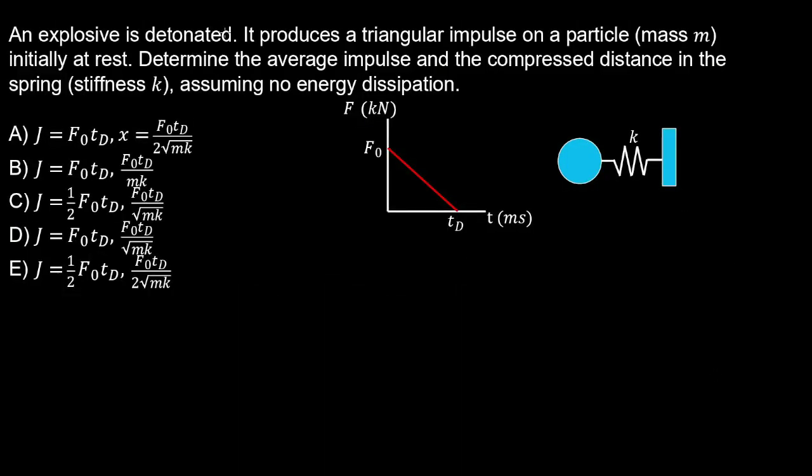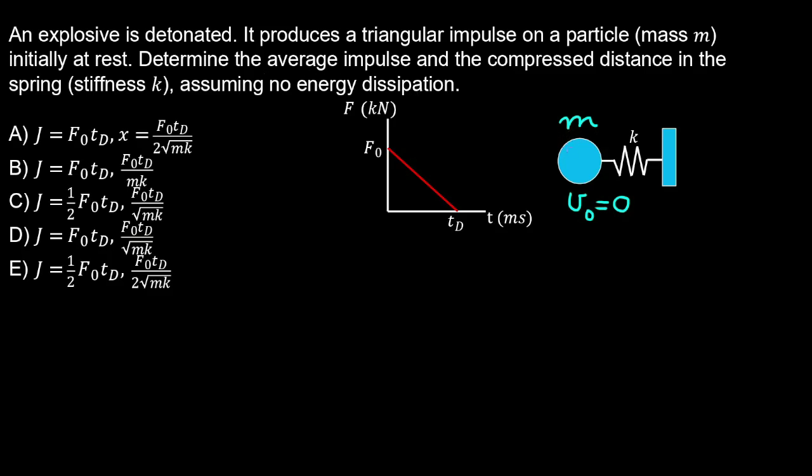An explosive is detonated and it produces a triangular impulse on a particle with a mass m, which is initially at rest. Determine the average impulse and the compressed distance in the spring, which has a stiffness k, assuming no energy is dissipated.